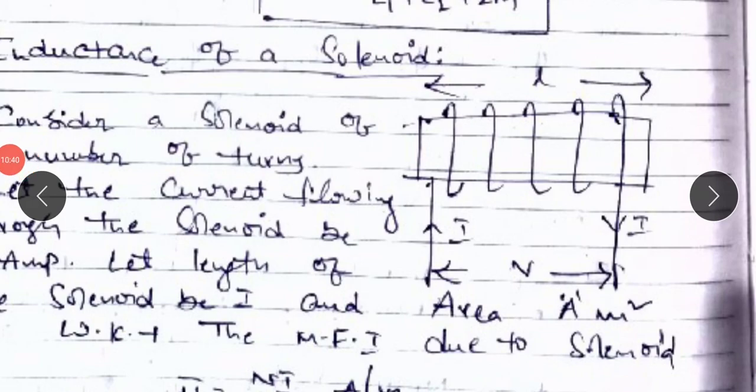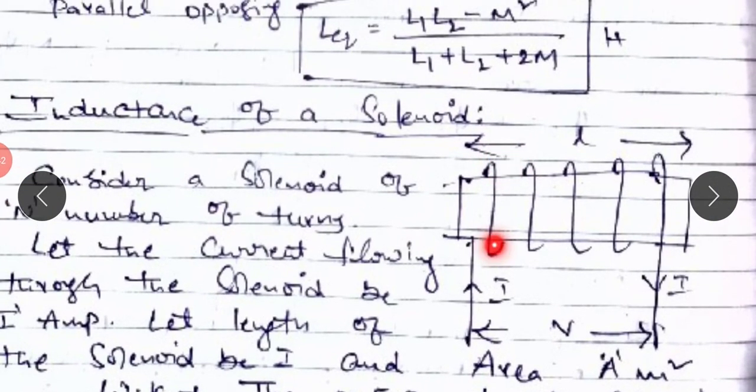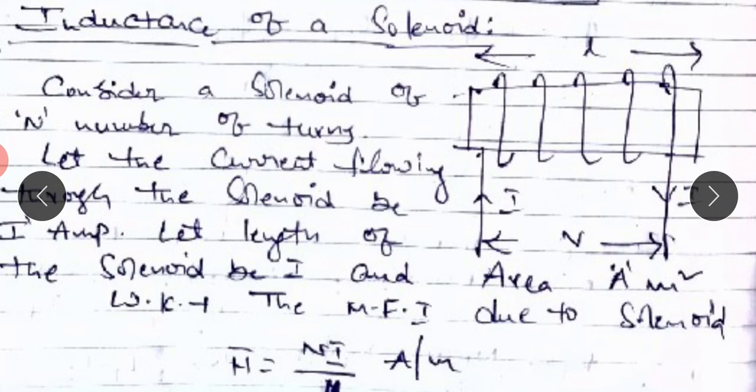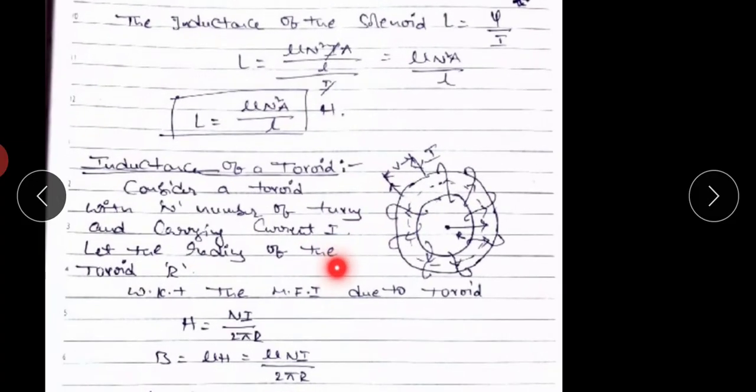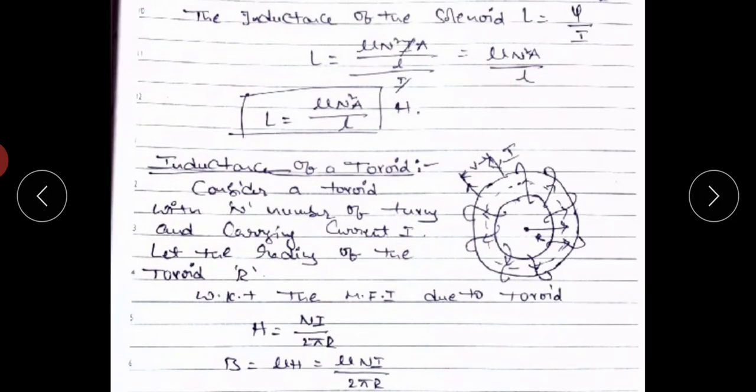In a solenoid problem, if the coil radius is given, then by using A equals pi r square we first find the area. Next, by using the formula mu into n square A by L, we can find the inductance of the solenoid.